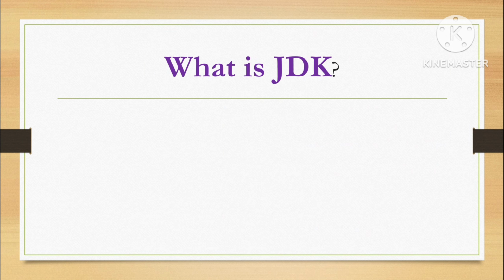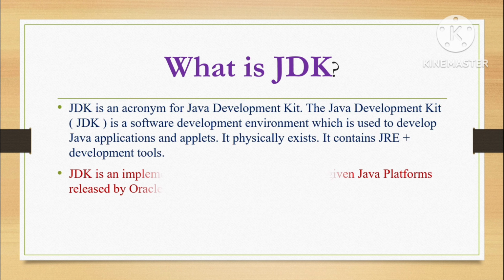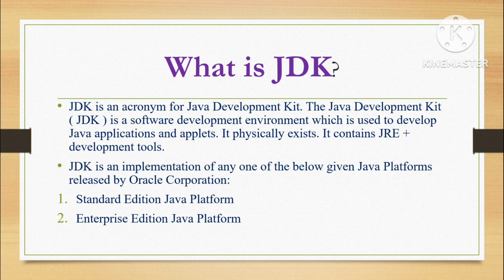Now let's study the last topic of this video, that is JDK. JDK is an acronym for Java Development Kit. The Java Development Kit is a software development environment which is used to develop Java applications and applets. It physically exists. It contains JRE plus development tools. JDK is an implementation of any one of the given below Java platforms released by Oracle Corporation, that is Standard Edition Java Platform, Enterprise Edition Java Platform, and Micro Edition Java Platform.